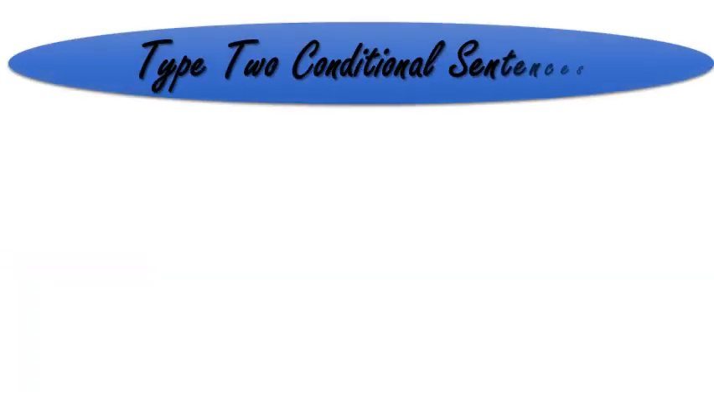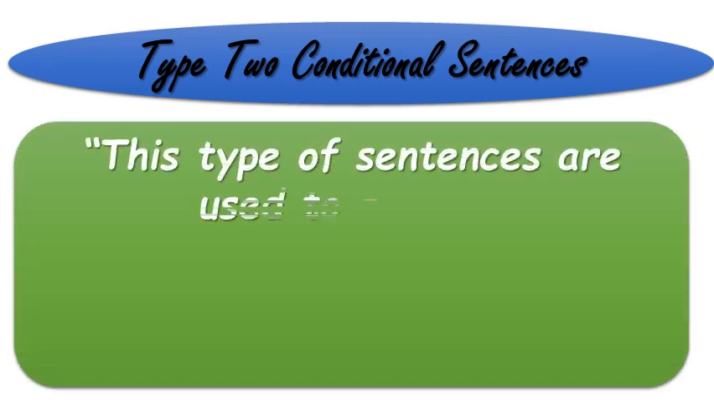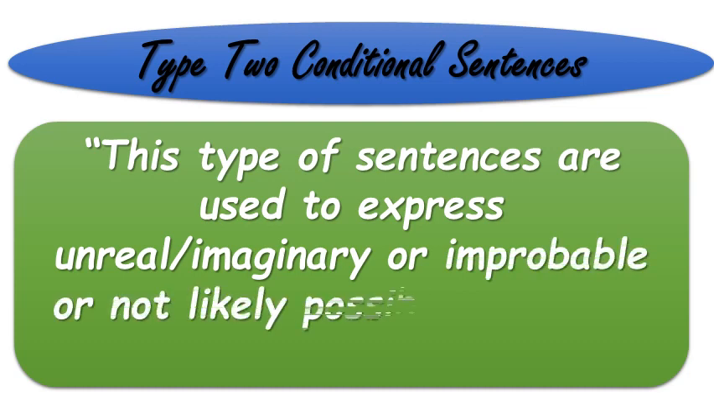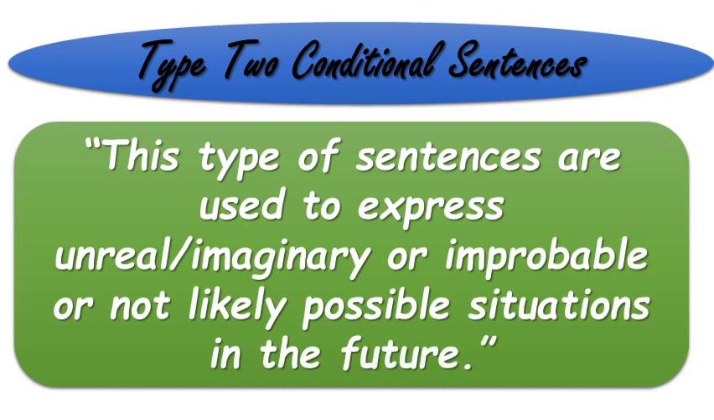Let's see what is the meaning of type 2 conditional sentences. This type of sentences are used to express unreal, imaginary or improbable or not likely possible situations in the future. Or we can say in the simple way, this type of conditional sentence describes an unreal situation with regard to the present or future, a hypothetical condition that can only be fulfilled in theory.